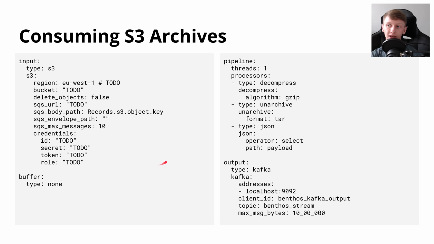We didn't need a buffer in this case, and our pipeline, so what we're doing here is a decompression, which is type gzip. So we decompress the tar.gzip archive, then we unarchive the tar archive, and what that results in is a batch of JSON messages. And then what we needed to do was de-envelope the JSON payload that we actually wanted, which was a stringified field, and that field could be found at payload. So we use this JSON processor, which has a bunch of arbitrary operators, and one of them is select, where it will select the contents of a field, and the contents will become the new payload. So we effectively de-envelope here. And then finally, we just send that out to Kafka.